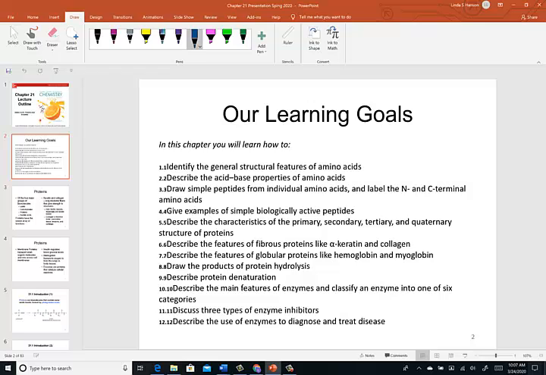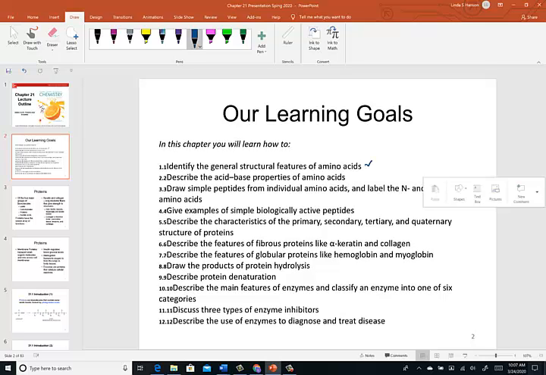In our chapter, we want to be able to identify the general structural features of an amino acid. We'll describe the acid-base property of amino acids. We'll draw simple peptides, which are just chains of amino acids together, labeling the nitrogen terminal end and the carbon terminal end amino acids. We'll give examples of biologically active peptides.